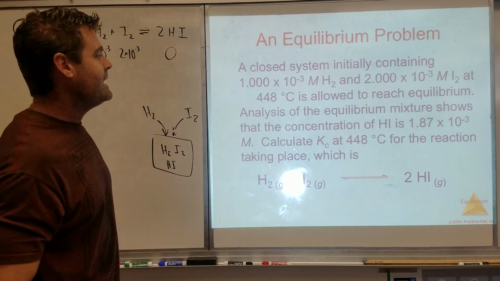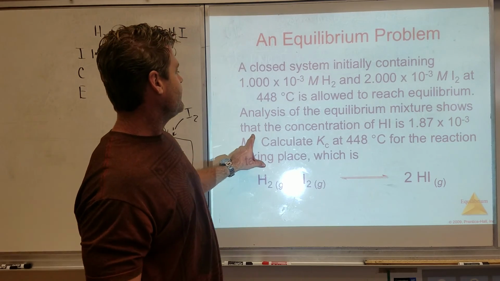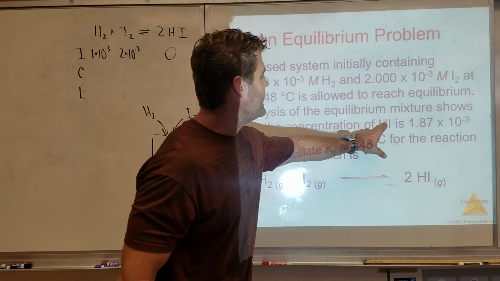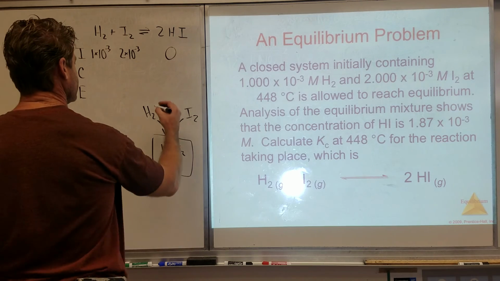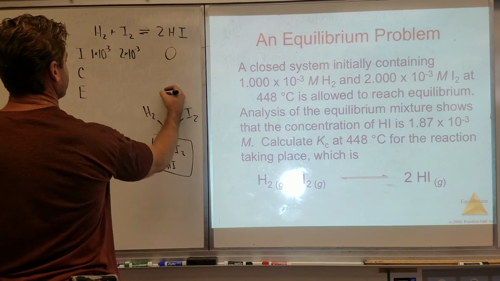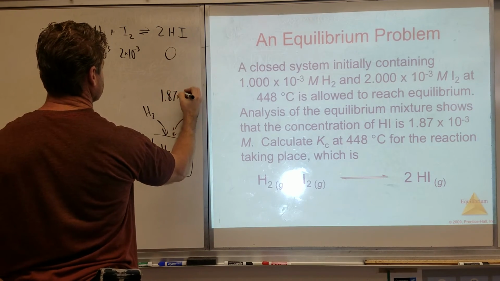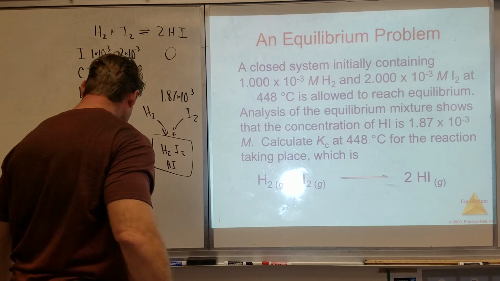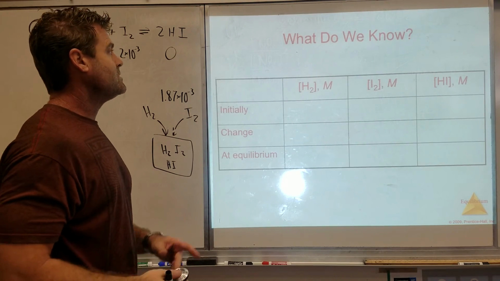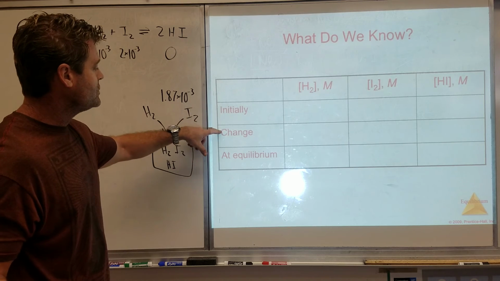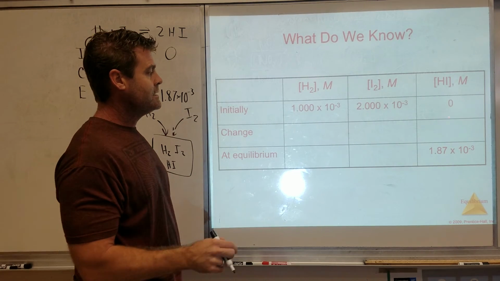And then let's say we're able to separate them, and we find out that the concentration of HI at equilibrium is 1.87 times 10 to the negative 3. So what am I going to do? At equilibrium, I'm going to put 1.87 times 10 to the negative 3. So this is our ICE chart, right? Initial, change, and then equilibrium, ICE. Okay, so we have that.